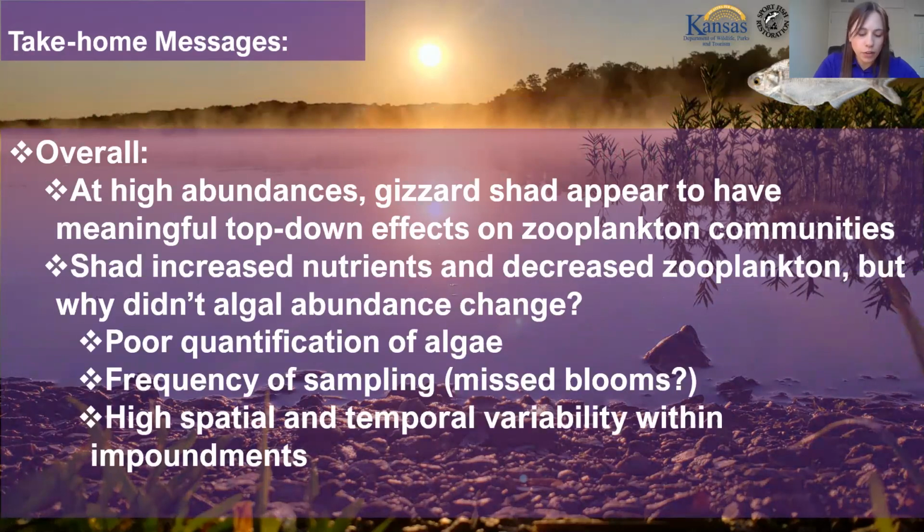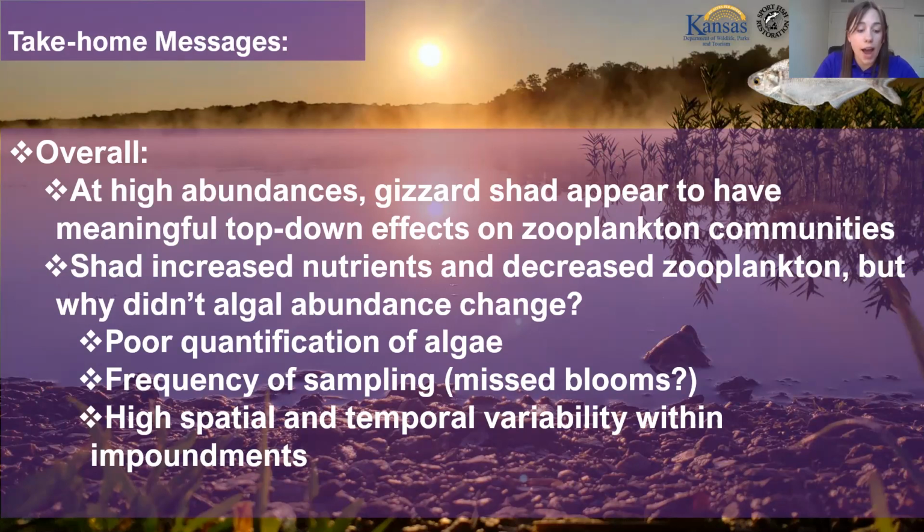Shad were associated with increased nutrients and decreased zooplankton densities, but why didn't we see a change in algal abundance? Well, this could be for a variety of factors. So one of them is that it could be a function of poor algal quantification on our end with our methods, or an insufficient sampling frequency, which made us miss some of the bloom events, made it more difficult for us to detect those changes. And then finally, these small impoundments exhibit a really high degree of spatial and temporal variability within each impoundment, making it more difficult to detect any effects of gizzard shad that might be present.